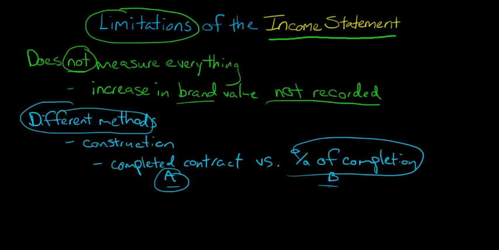Another thing to think about is the use of estimates. Managers have considerable leeway with certain types of items, not all items. There's a lot of manager discretion. For example, let's take the notion of depreciation.